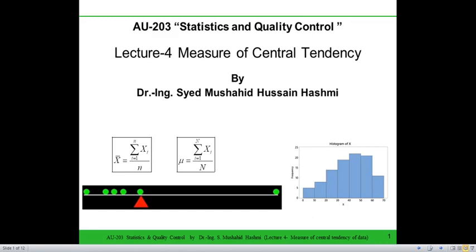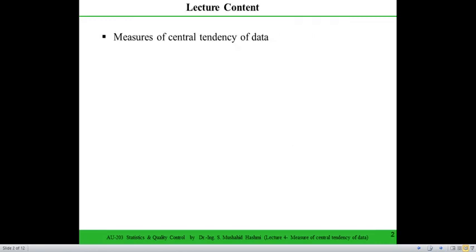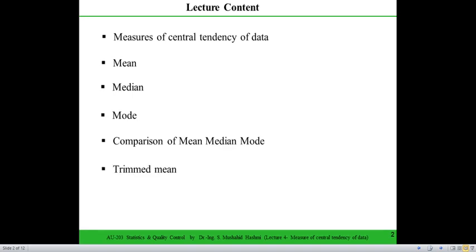This is lecture number 4 of the course AU 203 Statistics and Quality Control. In this lecture, we will talk about the measures of central tendency of the data, and we will go into arithmetic mean, median, and mode, and we will compare these common measures of central tendency: mean, median, and mode. And then we will go into the concept of trimmed mean and weighted mean, and in the end we will look at all these things in Minitab as well.